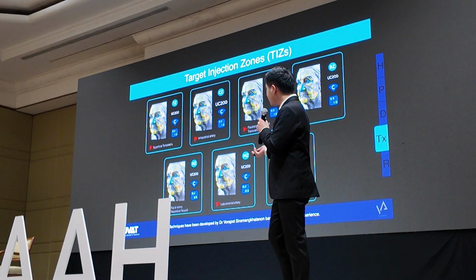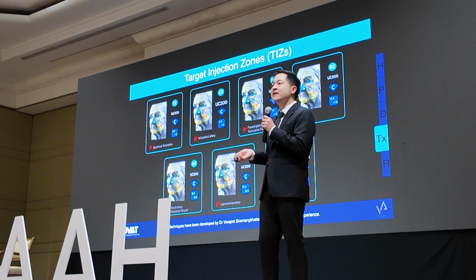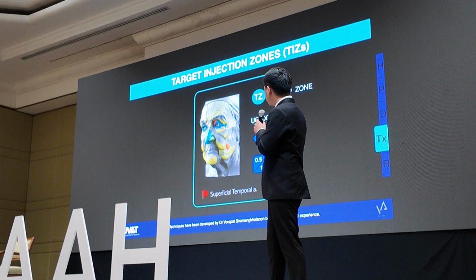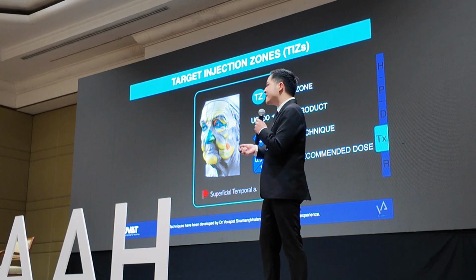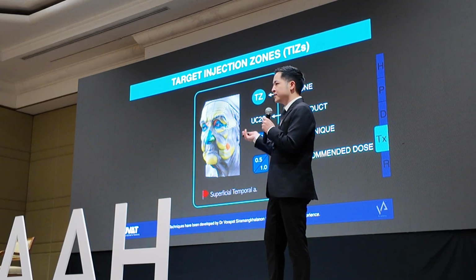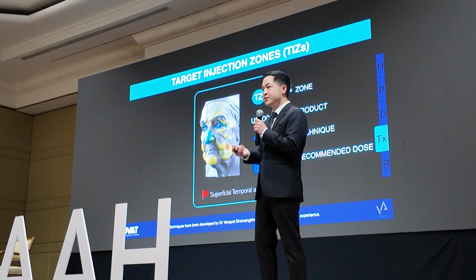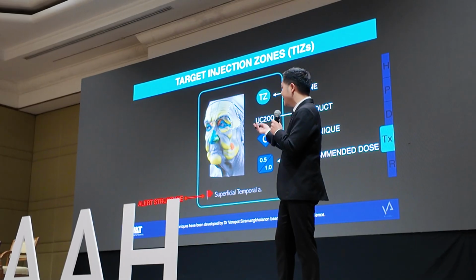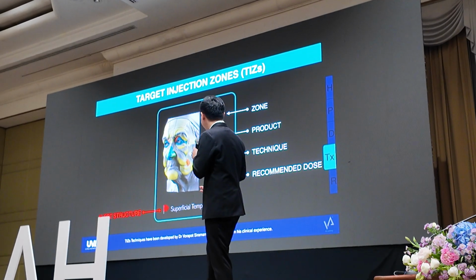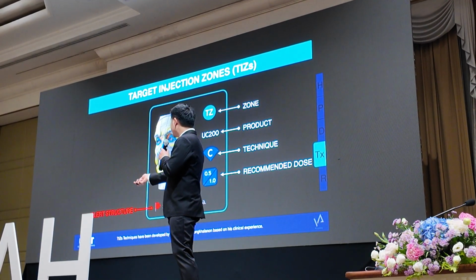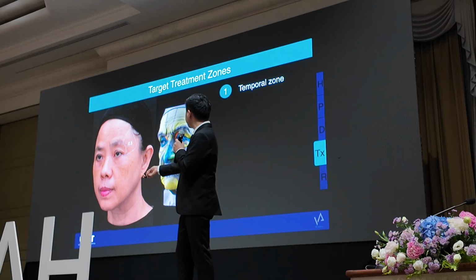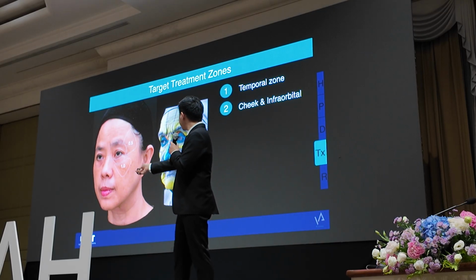And then for the treatment plan, we have a card like this. This is called the flashcard for treatment. It shows the name of the zone, the product we use, and the technique, whether for the cannula or for the sharp needle. This is the recommended dose for each area that we treat. And we also have the alert structures that we have to be aware of when we inject. And then going back to our patient, this is the treatment plan for her. We have 6 layers.